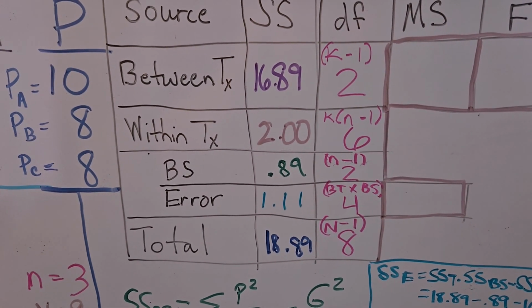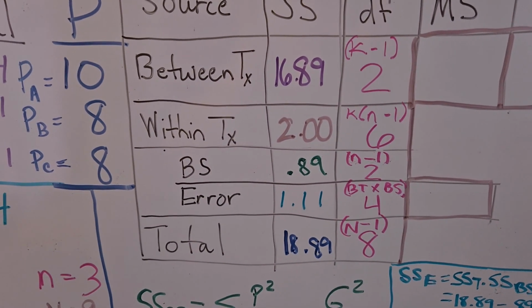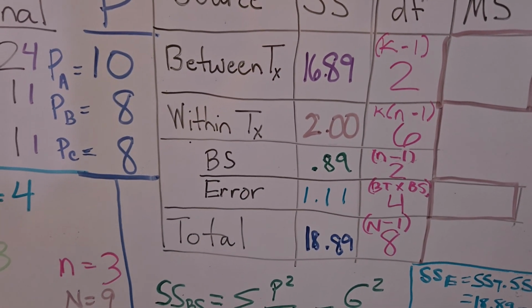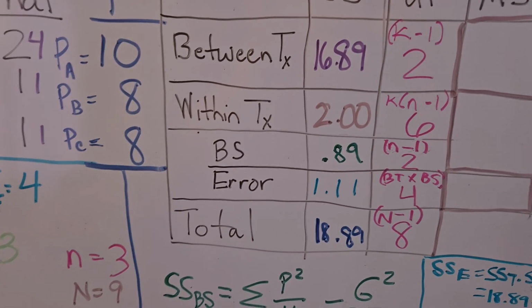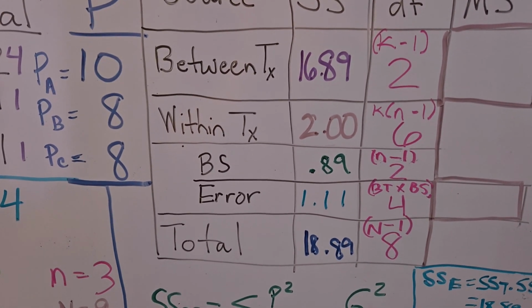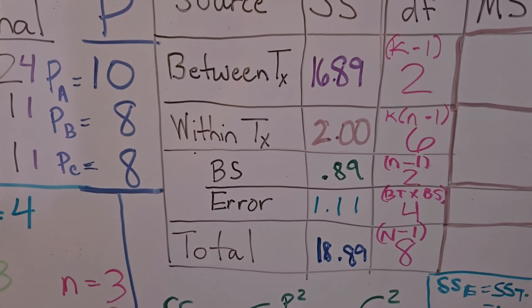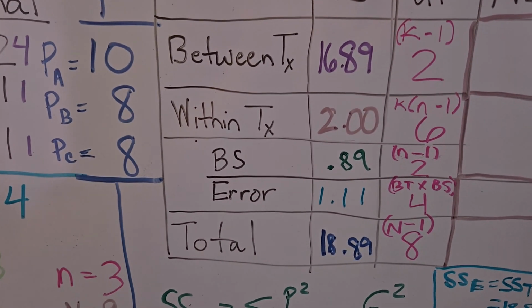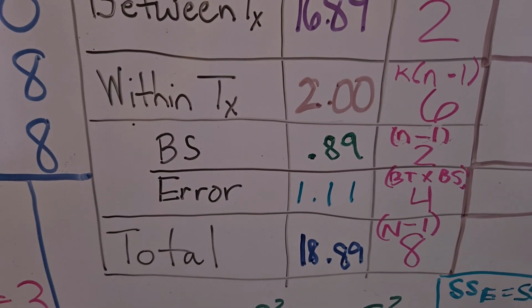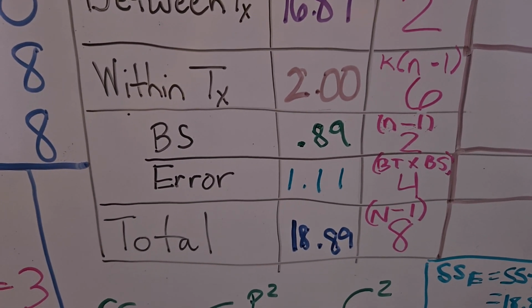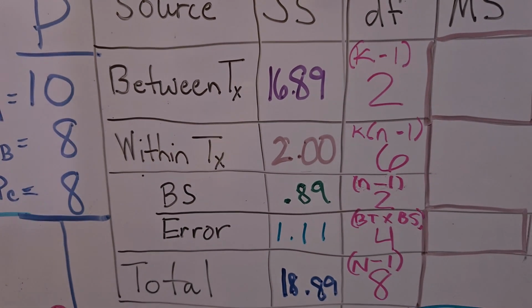Now you might be saying, whoa, whoa, we have not computed sum of squares within treatment. It's okay if you didn't notice that. But if you did, you might be saying, hey lady, you forgot a step. You did not show us how to compute that one. It's actually quite simple because the sum of squares within treatments is equal to sum of squares between subjects plus sum of squares error. So you just add 0.89 and 1.11, and you get 2 for sum of squares within treatment.